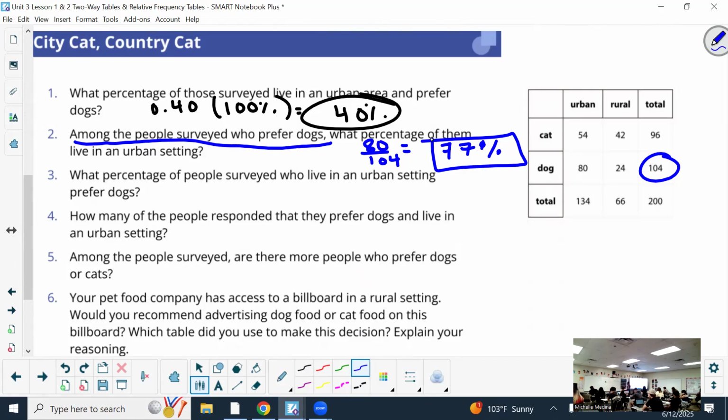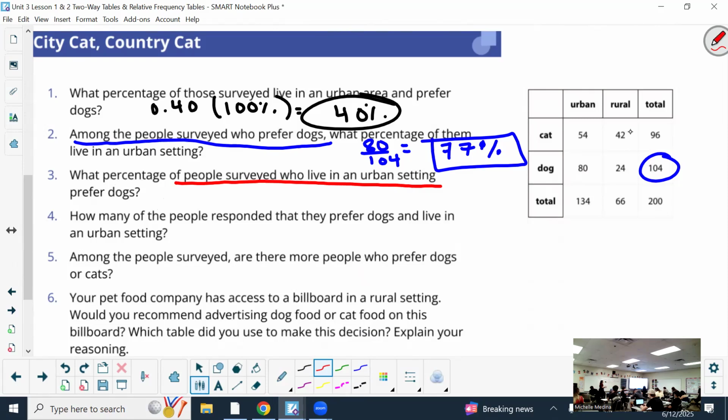Whatever phrase follows the word of, or like among these people, out of these people, given that, that's usually going to be your denominator. Okay, so that's why this is a different answer than that. So look at the next one. We have what percentage of people surveyed who live in an urban setting.